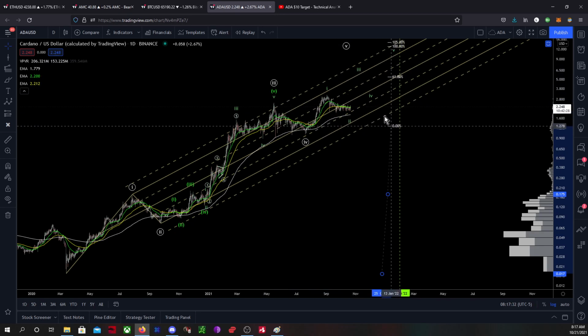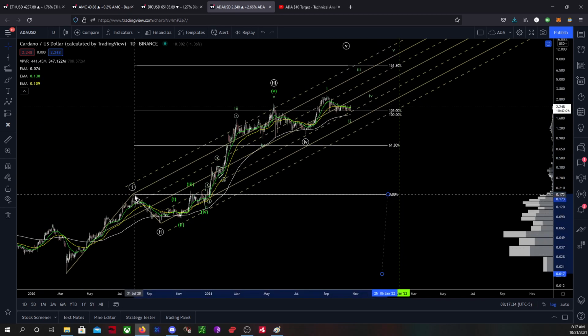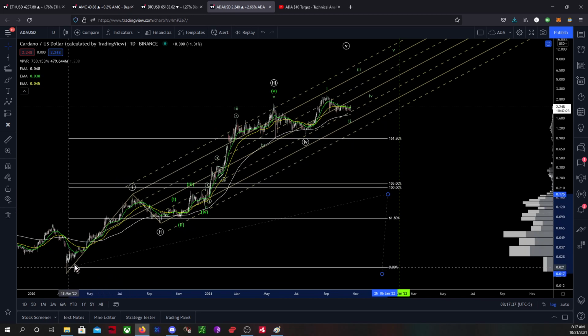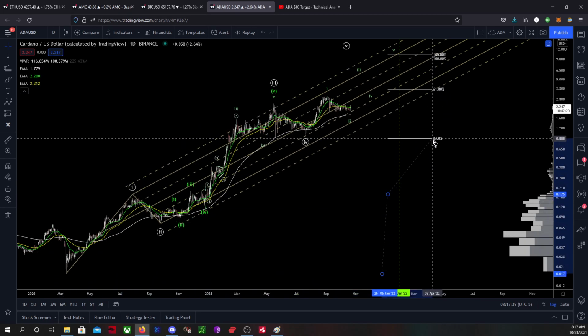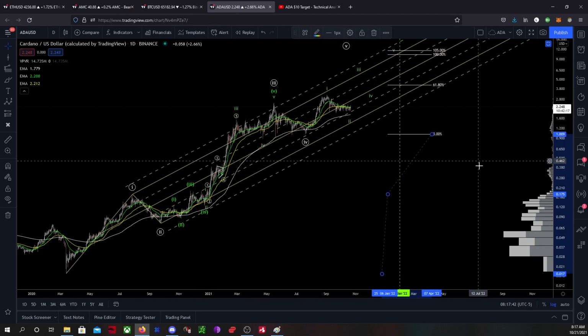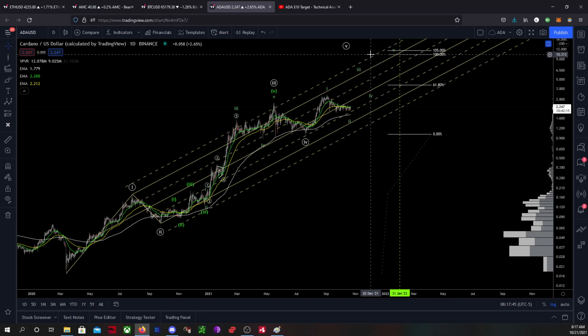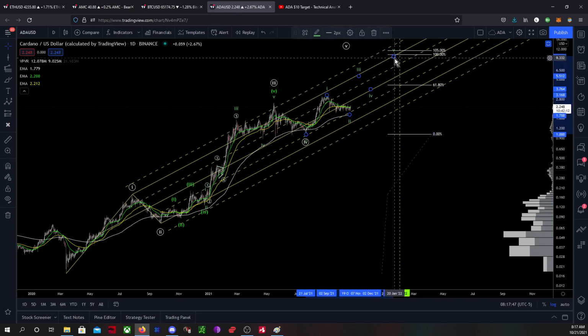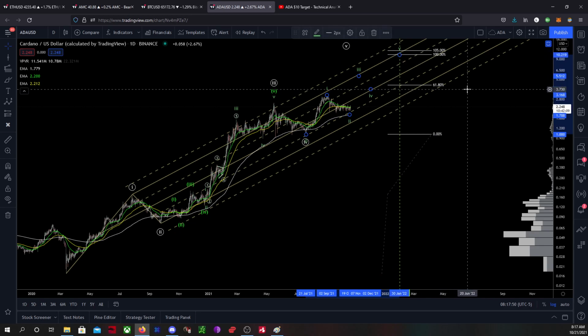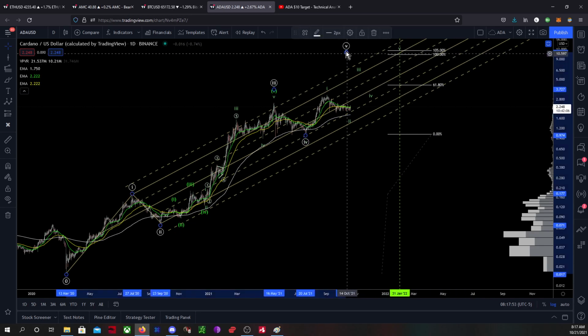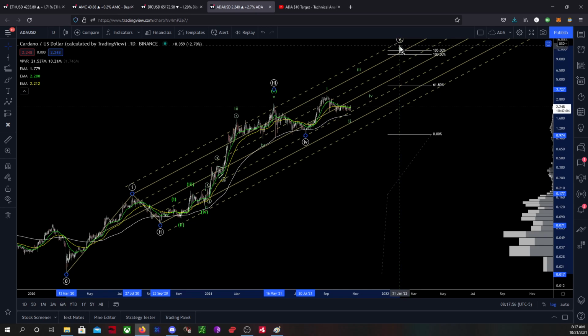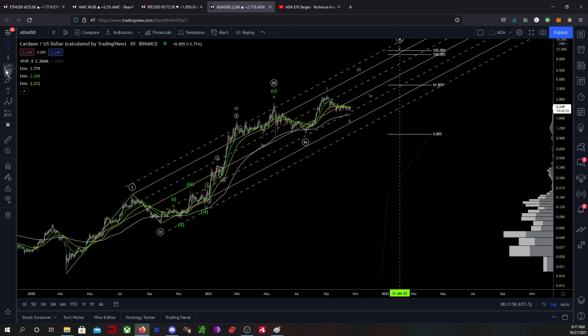So what you would do is measure the length of your first wave here, the one that's not overextended, and you would project it from the 4, right? Okay, so a 100% move there would get you up to $10. So that is going to be my target for this cycle of ADA. I think it's very possible to get there. Let's see here, I'll pop up a little confluence box for you. And I think we'll get there sometime around January.